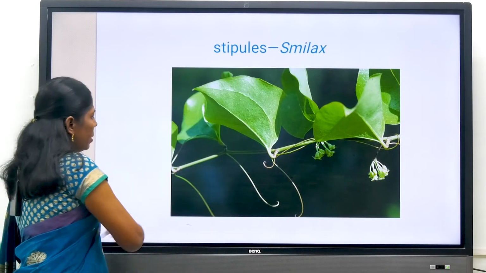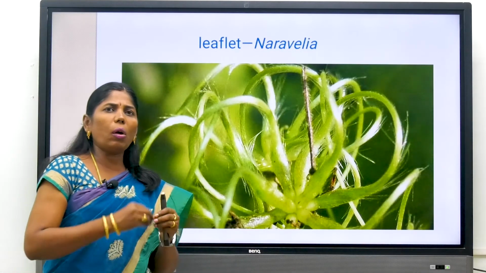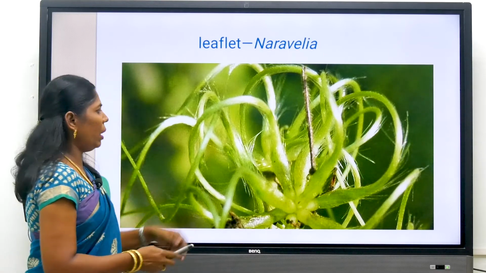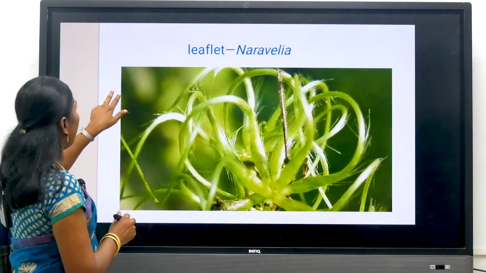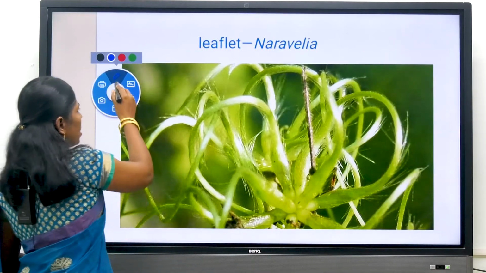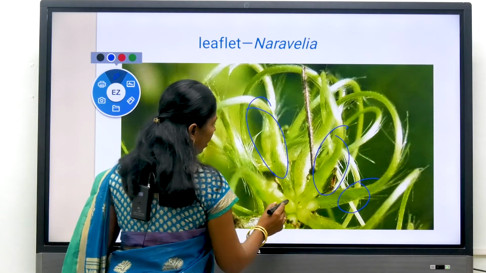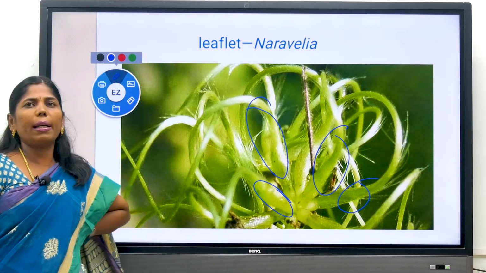So, next one is leaflets. Entire leaflets are modified into tendrils in Naravelia. Actually these are all leaflets. Each and every one of these is a leaflet, and the leaflets are modified into tendril-like structures.